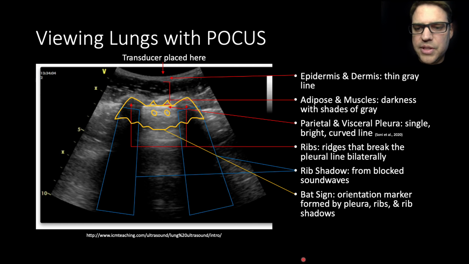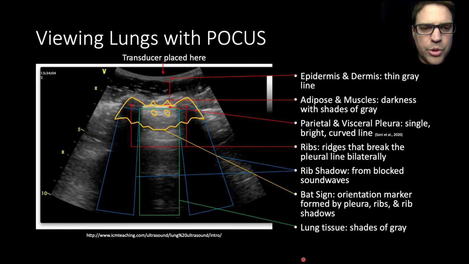Identification of the pleura is important because misdiagnoses can occur when it is not correctly identified. Deep to the pleural line is the echo heterogeneous lung tissue, which appears as shades of gray flanked bilaterally by darkness.